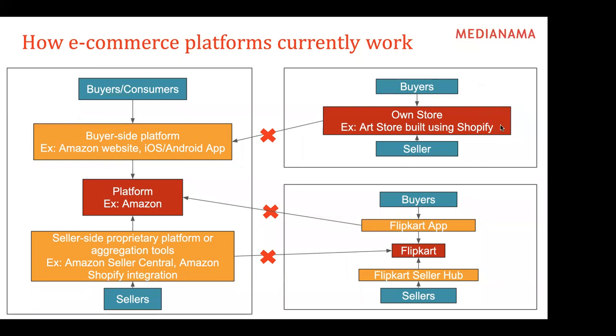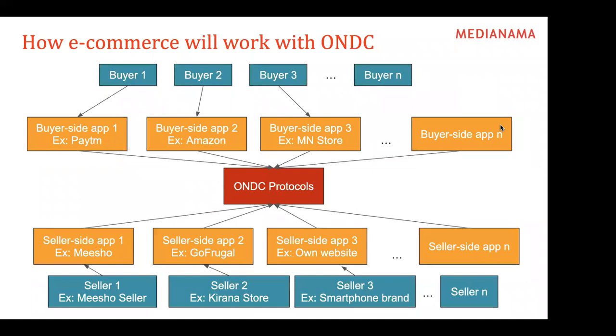The way it wants to do that is by using these ONDC protocols, which act as the middle layer that broadcasts whatever the seller has available to the buyers. So again, I'll walk you through an example. Suppose there's a Kirana store that wants to sell its products online. The Kirana store can download a seller-side app, for example, Go Frugal, and it can list all the products that are available in that store on Go Frugal.